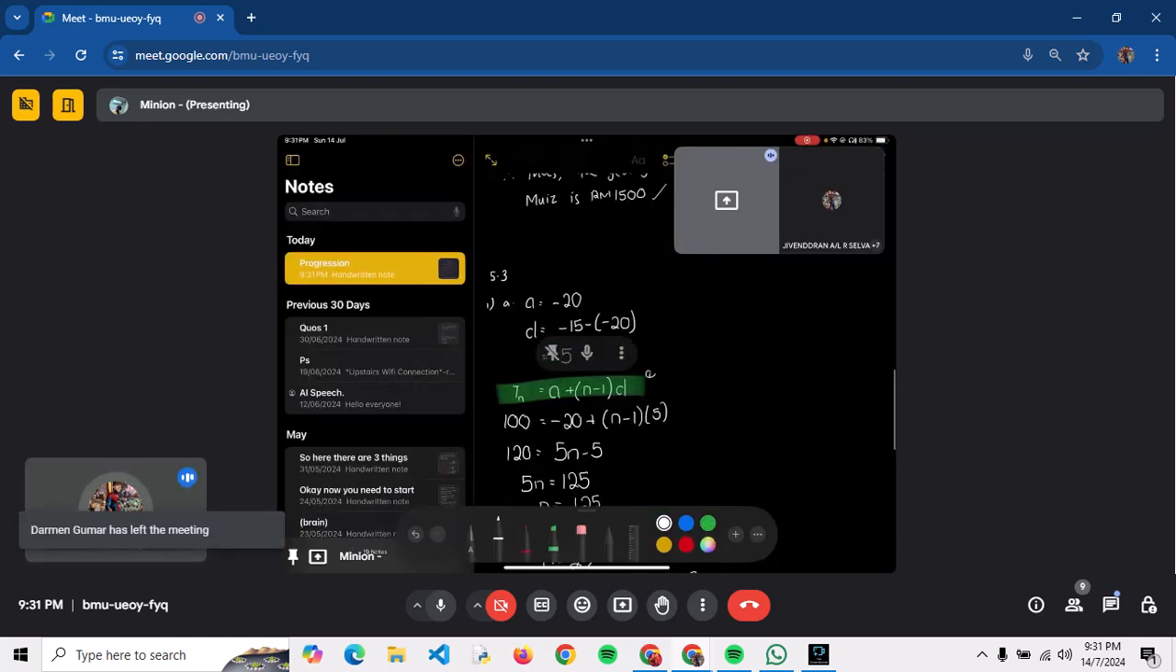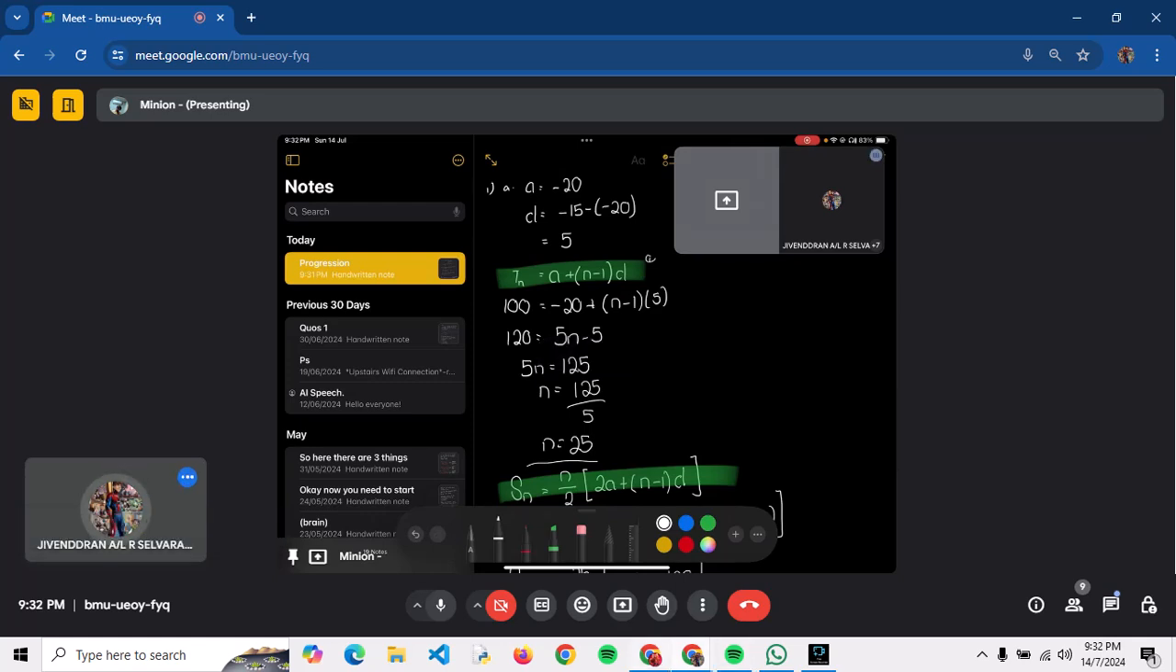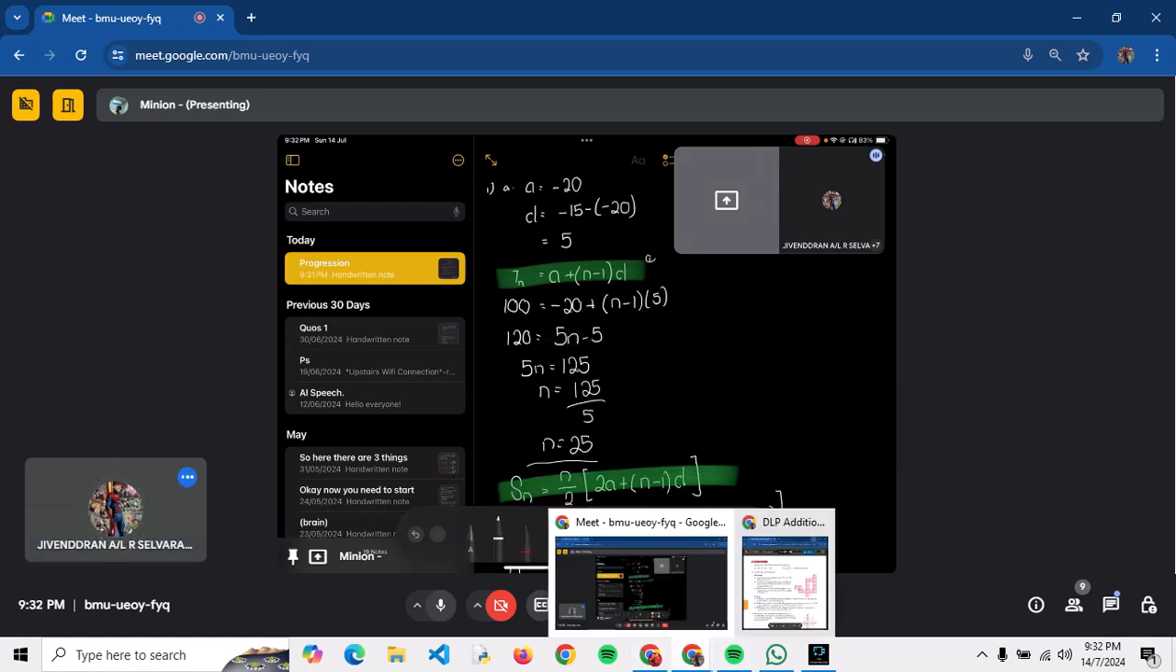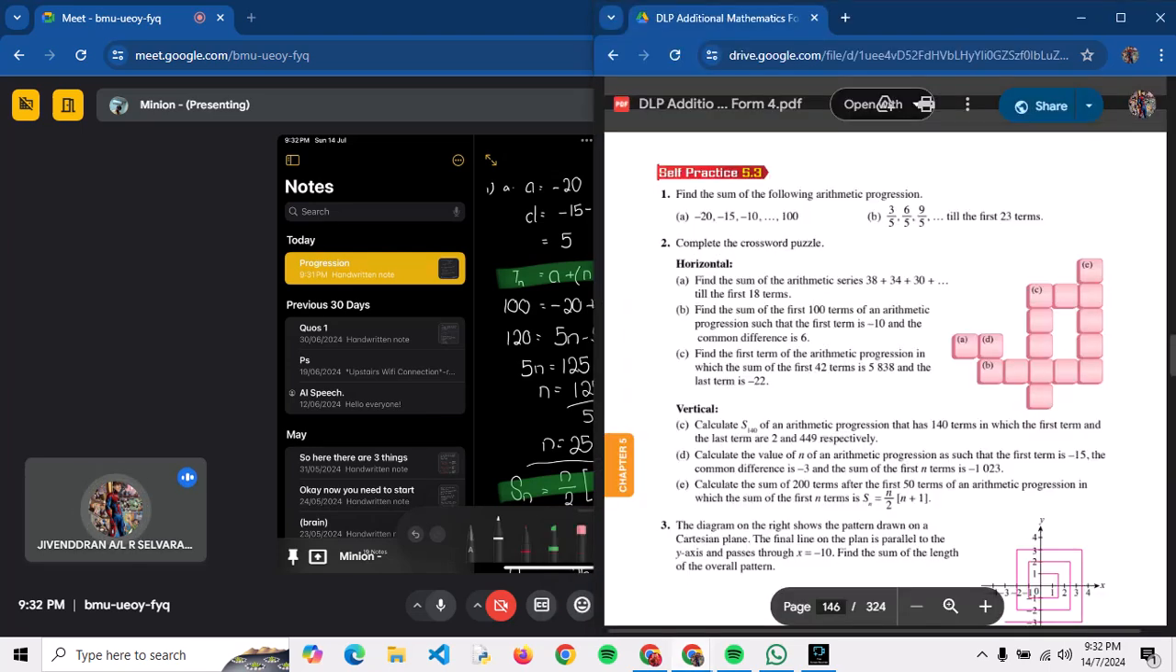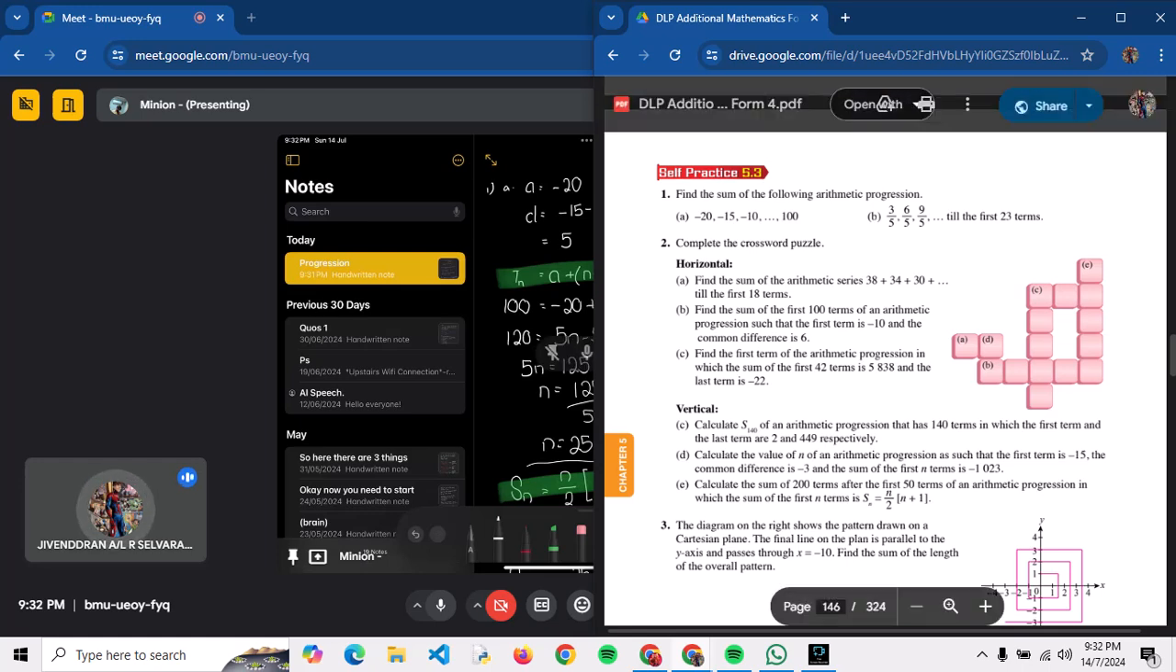So why we use the Tn formula is because the question didn't give the total number of terms. So we have to find it by ourselves first. So since we know 100 is the last term, we can use it in the Tn formula where Tn equals 100.